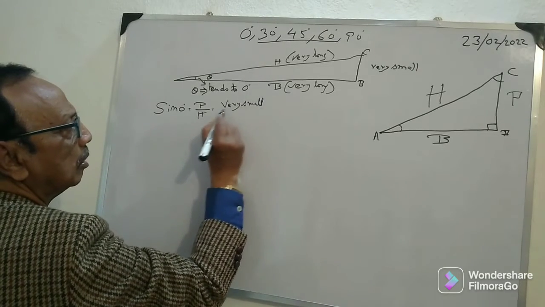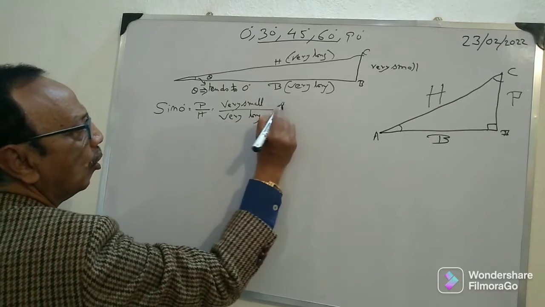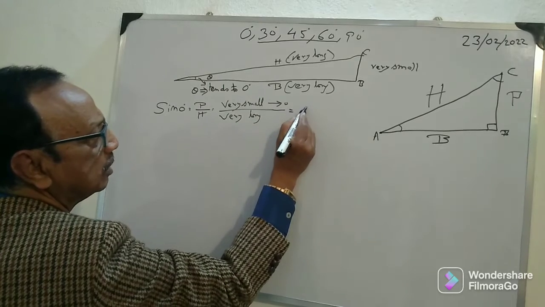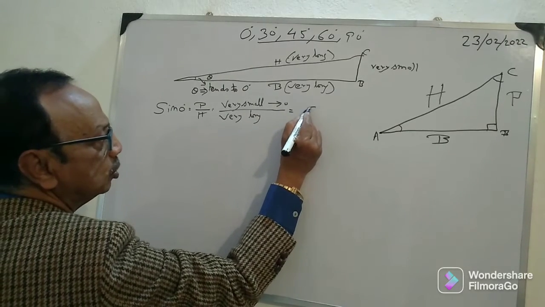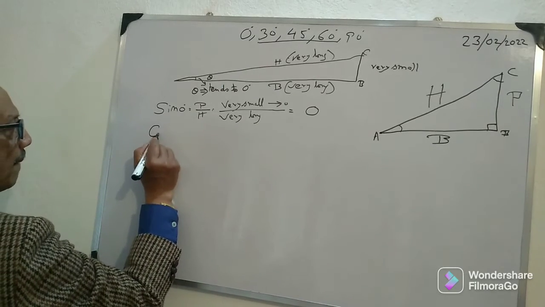Small by very long, almost tends to 0. It is very big, so it will be 0 by very big. The value will be 0. Ratio. And what will be cos 0?